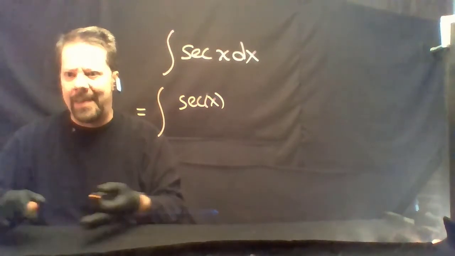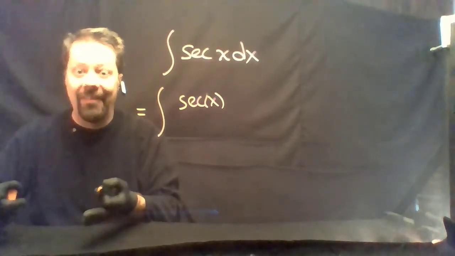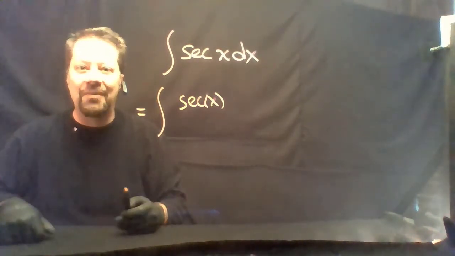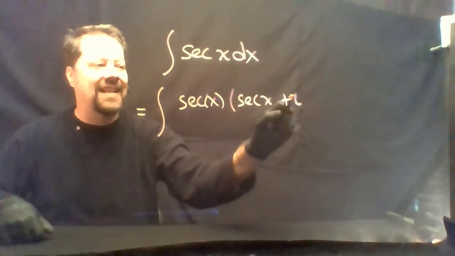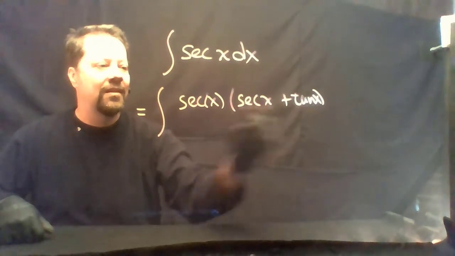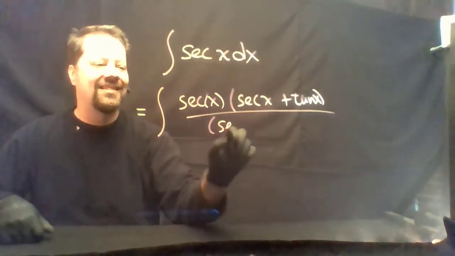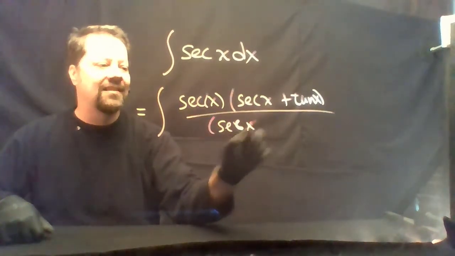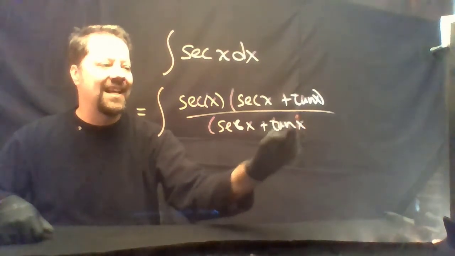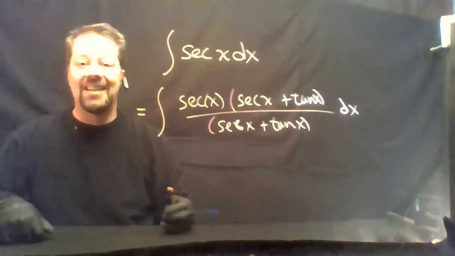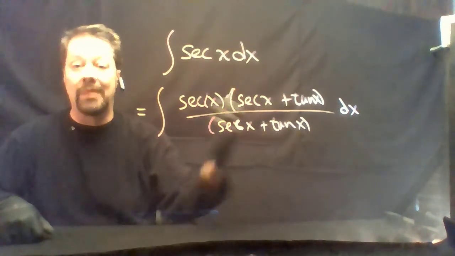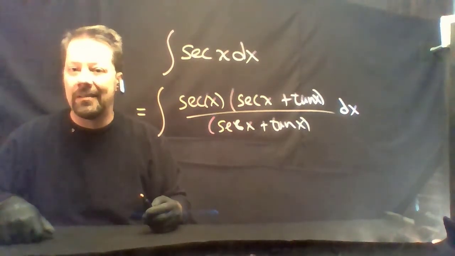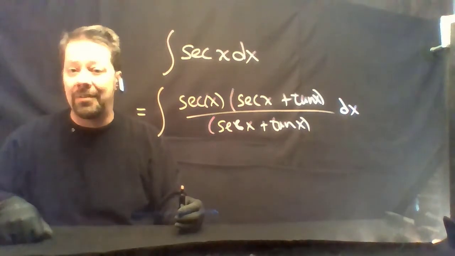And happened to be passing his garbage can, and there it was. Exactly what was required. It was secant x plus tangent x over secant x plus tangent x. Now, why does that help? First of all, it's okay because I'm multiplying by something that's equivalent to 1. So I'm not changing the value of the expression.